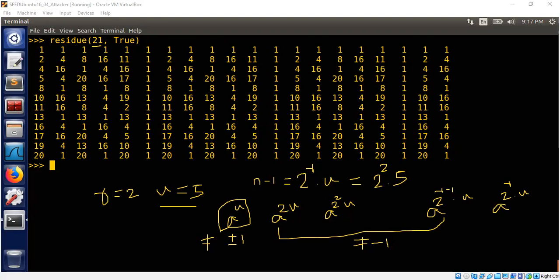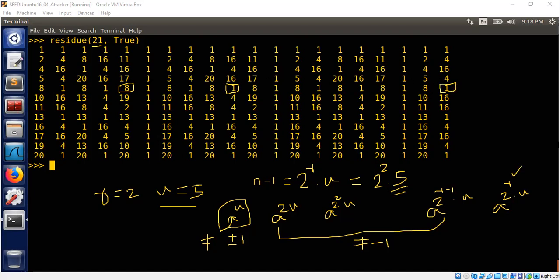Now let's think about the scenario here. Let's say a is 8. Which element of this row will we be looking into? We will be starting here because this is the 5th element, since u is 5, and remember a power u is the one that's starting. So we'll be looking at the 5th element and then the 10th element. What is the 10th element? It's 1. And we also look at the 20th element, the last element.